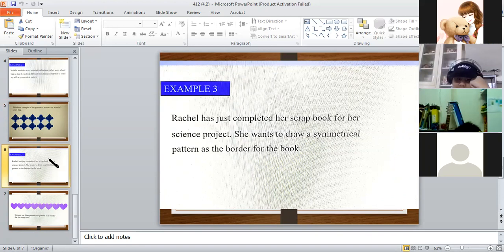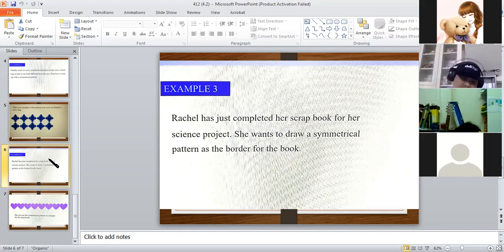Rachel has just completed her scrapbook for a science project. She wants to draw a symmetrical pattern as the border for the book. How is she going to draw? She wants to make any kind of shape in her scrapbook to look cute. If the question is asked, you can draw whatever you want. Understand or not?